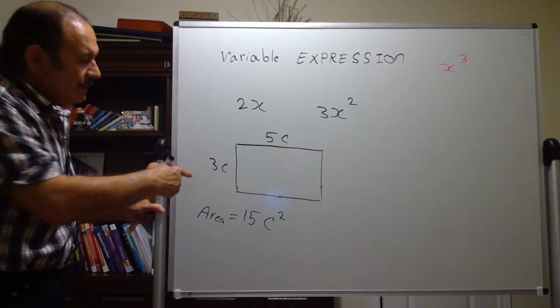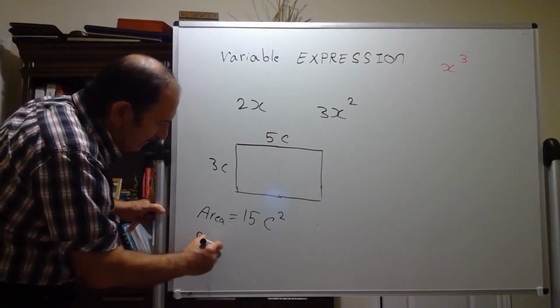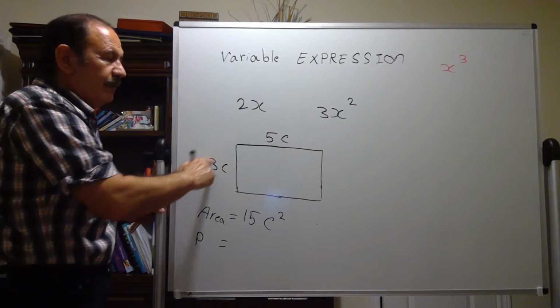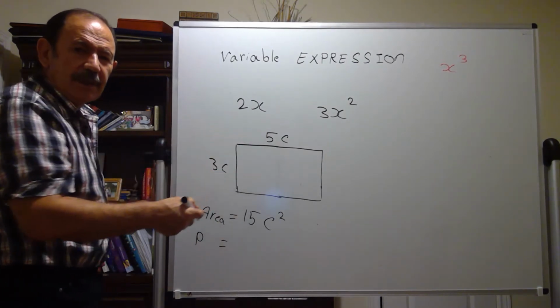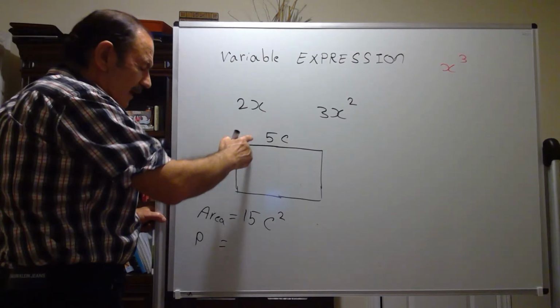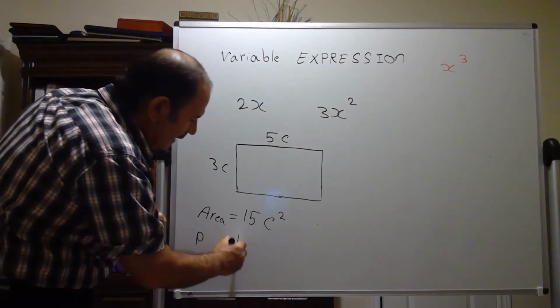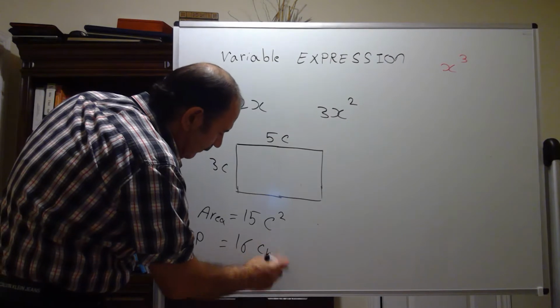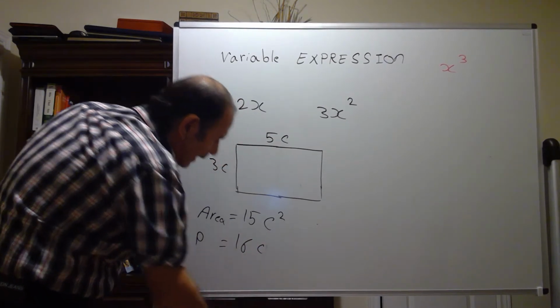Okay, what is the perimeter of this one as an example? The perimeter is going to be 3 plus 5 multiplied by 2. Length plus width, times 2. 3 plus 5 is 8, times 2 is 16 centimeters. Okay, can you see?